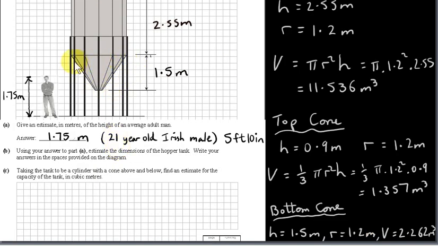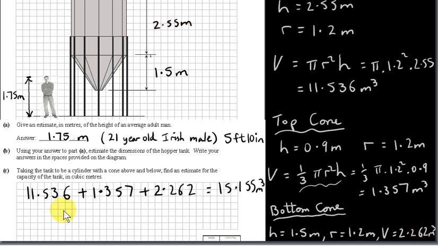Finally, we have this bottom part, which is roughly in the shape of a cone. Its height is 1.5 meters. Its radius is the same as the radius of the rest of the tank, which is 1.2 meters. So we use this formula here to get the volume, just the same as what we did here. Just plug in 1.5 for h and 1.2 for r. If you do that, you will get 2.262 meters cubed.